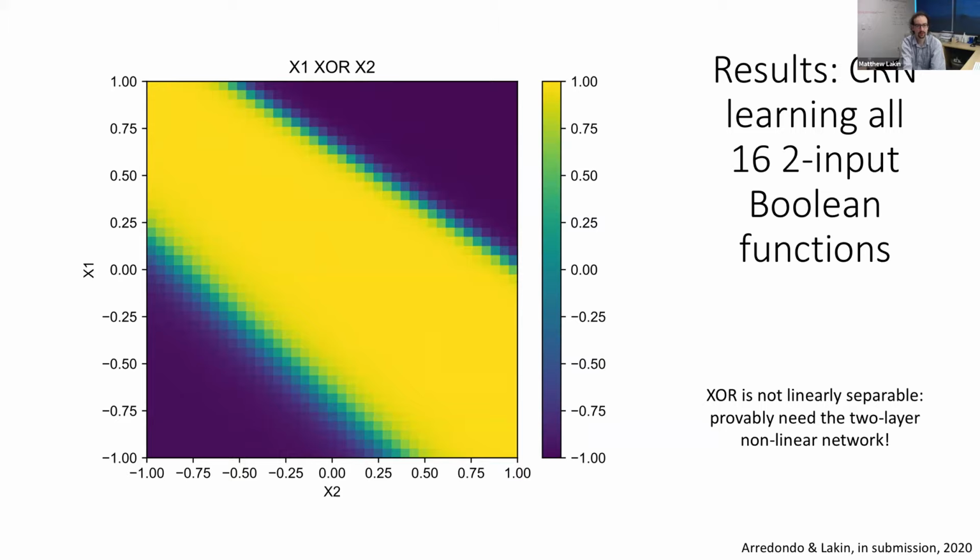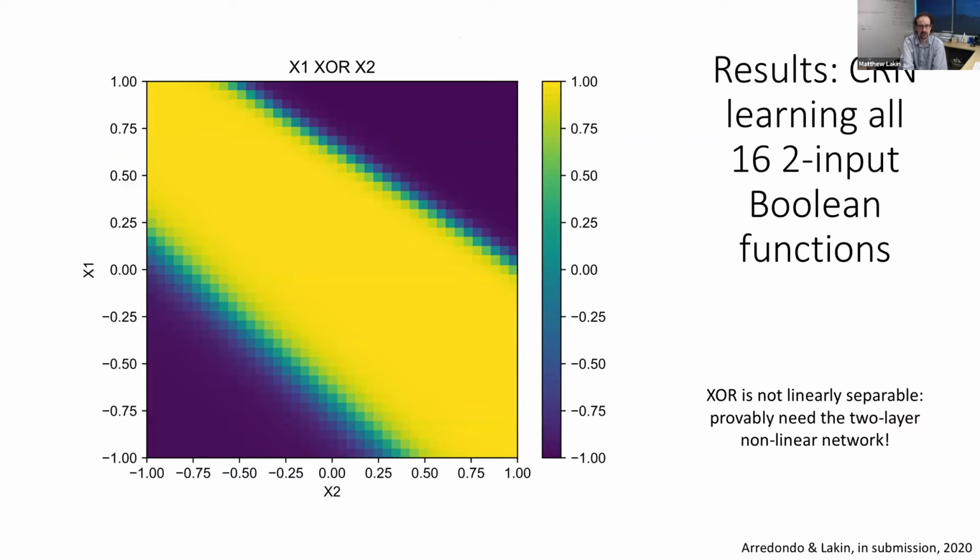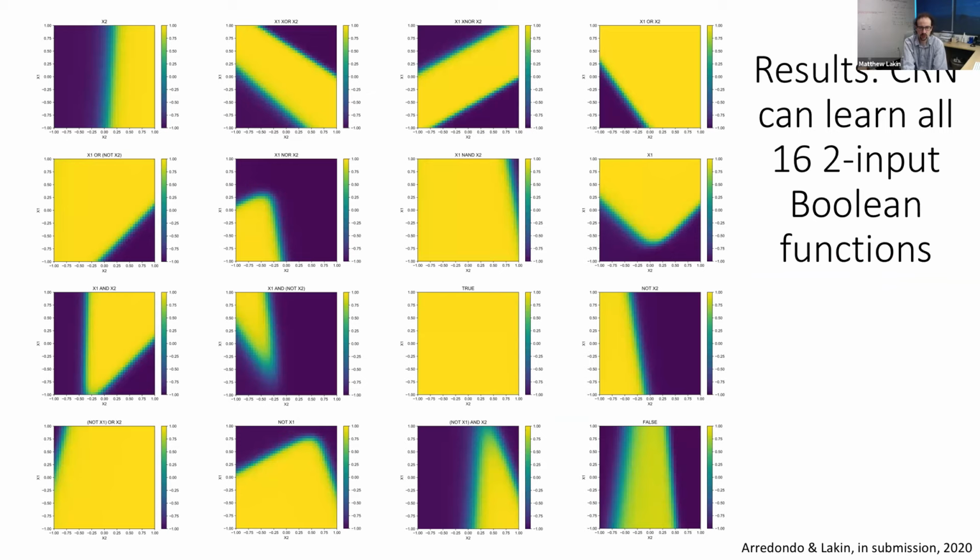So the point being here, we can show that CRNs can implement these simple learning algorithms that could form the basis for similar behaviors in a synthetic cell. And some related work that I won't say too much about in the interest of time, which we did a little bit earlier, was to design a strand displacement network. These simulations were just done with abstract chemical reactions.